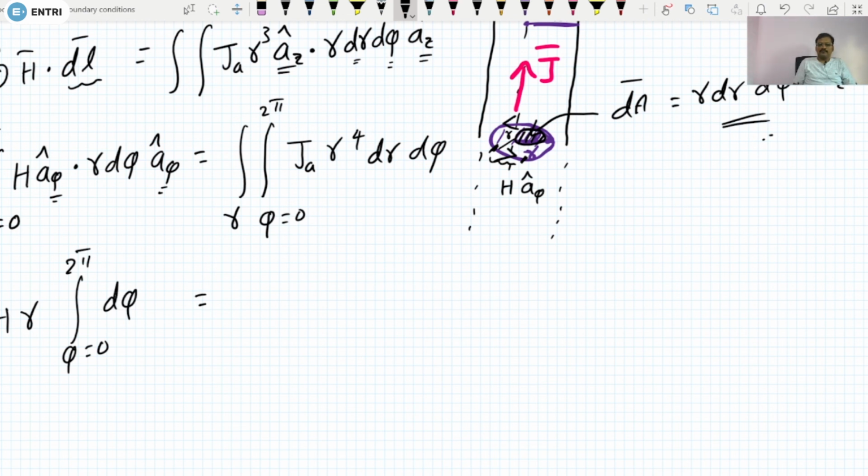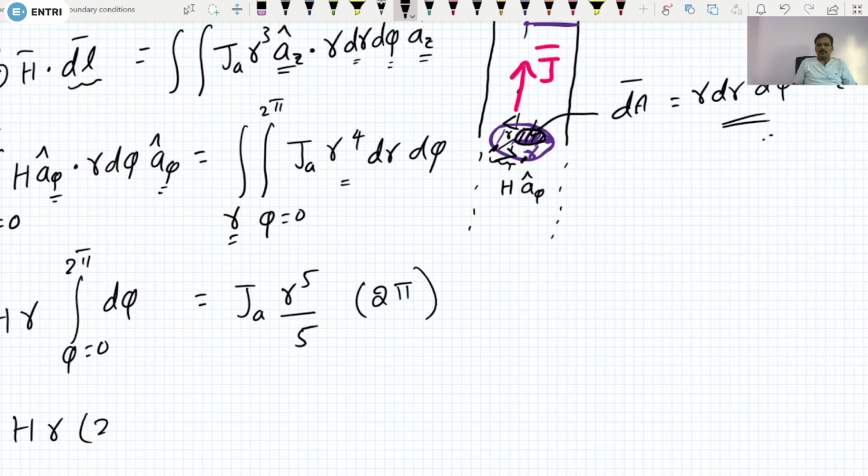So this is equivalent to. If I integrate with respect to r here, what you are going to get? You are going to get za into r power 5 divided by 5. Next, integrate with respect to phi. What you are going to get? You are going to get phi. The integral of d phi is nothing but phi. And if you substitute the range from 0 to 2 pi, you are going to get 2 pi. Okay, so on the LHS, H into R into integral d phi from 0 to 2 pi is nothing but 2 pi. This is equivalent to za into r power 5 divided by 5 into 2 pi. Okay, so this is what you are going to get.